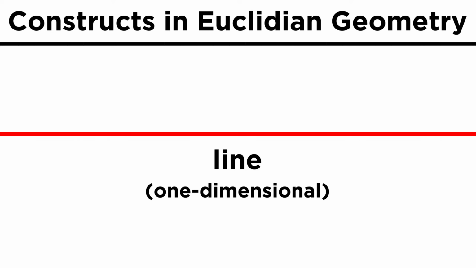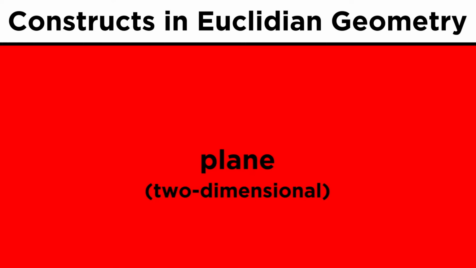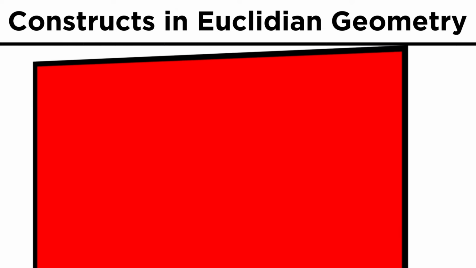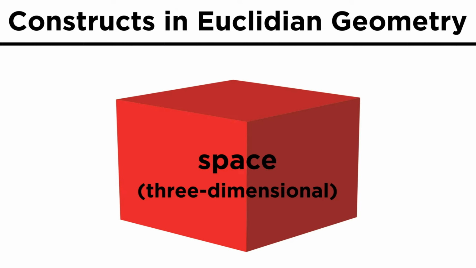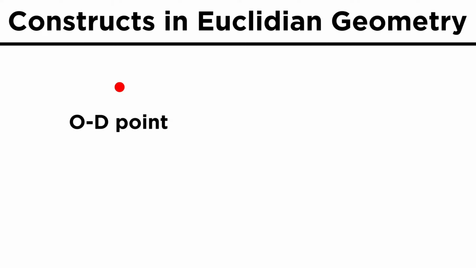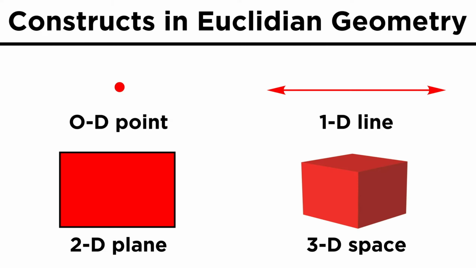Points and lines are familiar to us from algebra, but now let's examine a two-dimensional object. This can be achieved by stringing an infinite number of lines along a dimension perpendicular to the line. This is called a plane. And then, if we string an infinite number of planes in either direction, we get three-dimensional space. Point, line, plane, space. 0, 1, 2, and 3 dimensions.